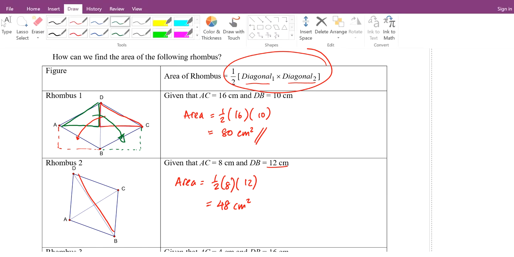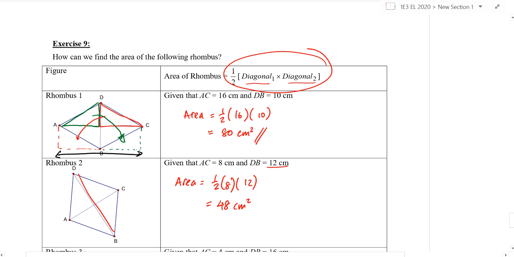So the length of this rectangle, as shown over here, happens to be this diagonal. So that is how we have one of the diagonals. Next up, we have the breadth of the rectangle over here. So this breadth is actually half of this diagonal. So there we have it, half of one diagonal to give us the breadth of the rectangle multiplied by the other diagonal, which is the length of the rectangle. This is how we derive the formula.